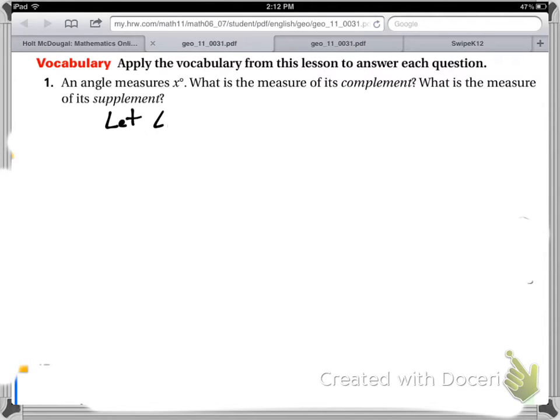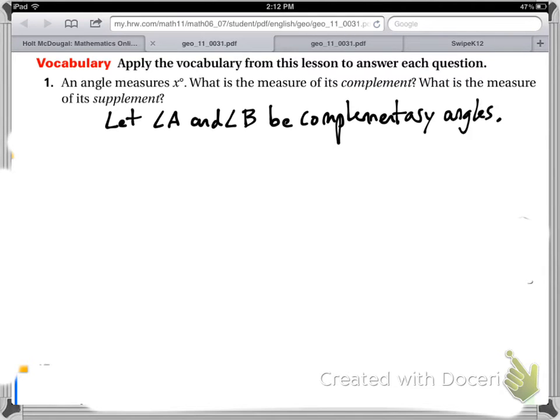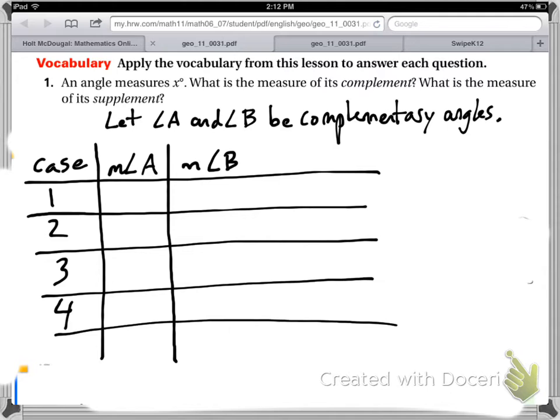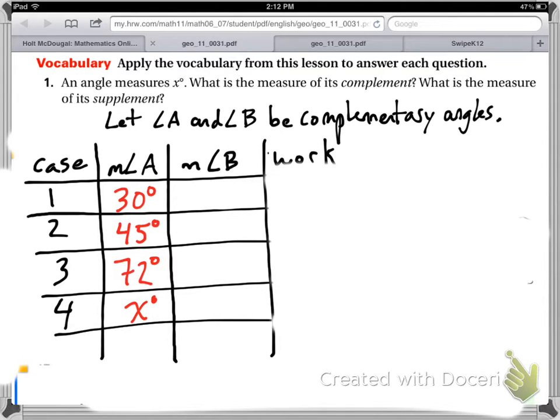So let's go ahead and imagine we have two angles. Let angle A and angle B be complementary angles. Let's look at several different possible cases. We're going to look at 4 cases. We're going to look at when measure of angle A is 30 degrees, when it's 45 degrees, when it's 72 degrees, and when it's x degrees, because that's our case up here. We'll see if we can notice a pattern. And I'm going to put the work over here that I used to find the measure of angle B.